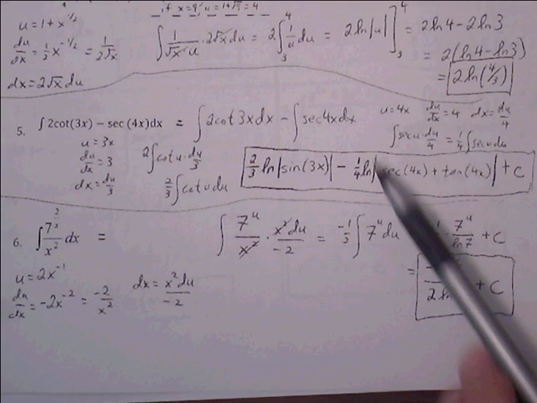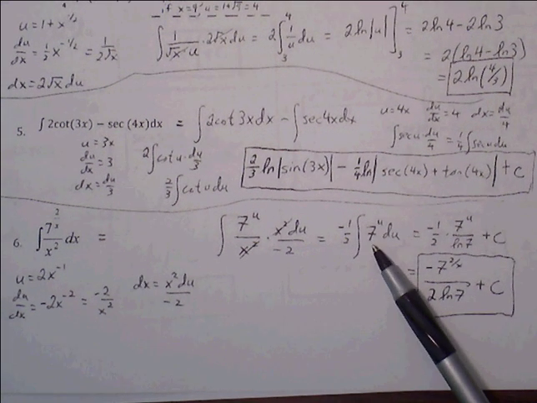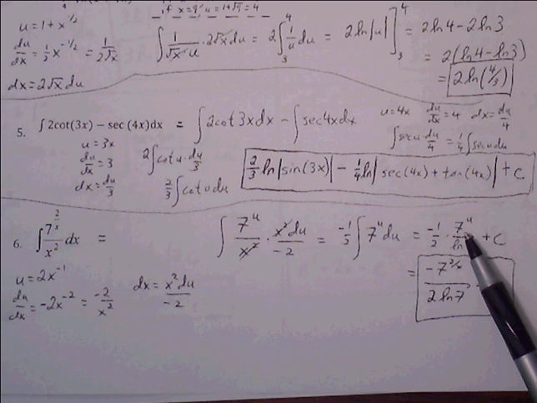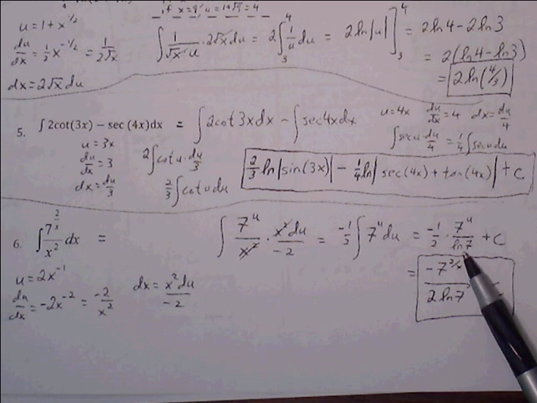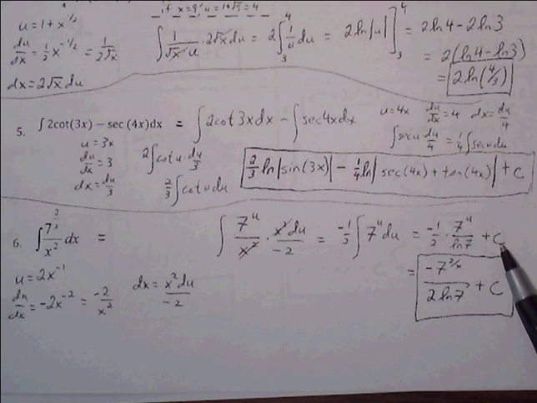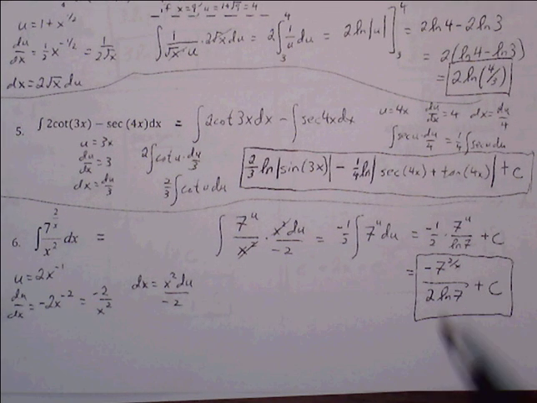The rule for integral of a to the u is 1 over natural log of a times a to the u. So here we have negative 1/2 a to the u over natural log of a, in this case the a value is 7, plus c. And finally replace the u value back in terms of x. So negative 7 raised to the 2 over x all over 2 natural log of 7 plus c.